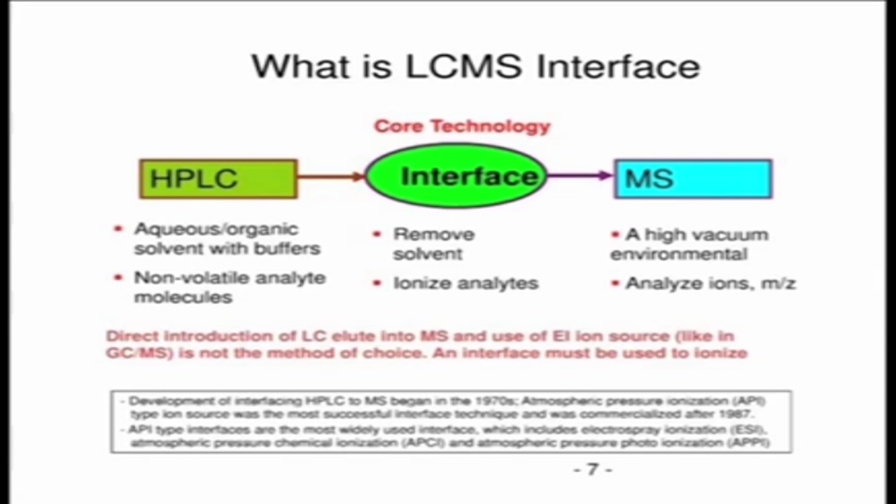In HPLC, you are using aqueous or organic solvent with buffer. You have to use a volatile buffer. Why? Because if you use a non-volatile buffer with the MS, what happens? It gets precipitated, forms salt, and the MS gets contaminated. Therefore, when you deal with MS analysis, for the HPLC you have to use volatile buffer or volatile organic solvent. The MS uses a high vacuum environment and analyzes based on mass-to-charge ratio.